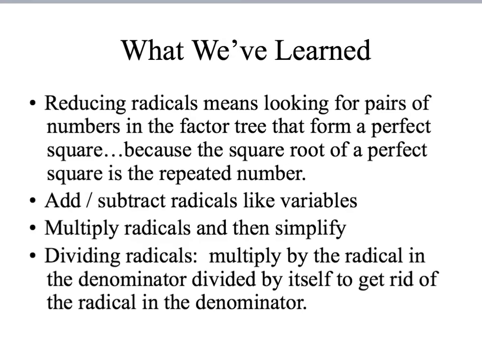Okay, so what we've learned, reducing radicals means looking for pairs of numbers in our factor tree that form a perfect square, because the square root of a perfect square is that repeated number. We learned how to add and subtract radicals like variables. We learned to multiply radicals and then simplifying them using this method up here. And we learned to divide radicals by multiplying the radical in the denominator by itself over itself to get rid of that radical in the denominator. We also learned the smush it principle.